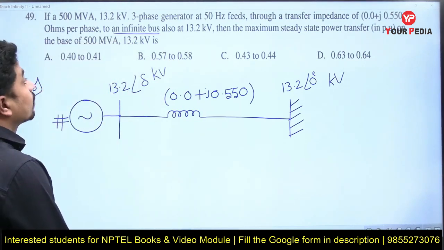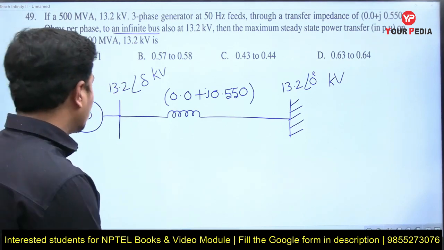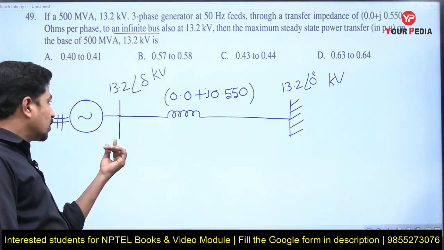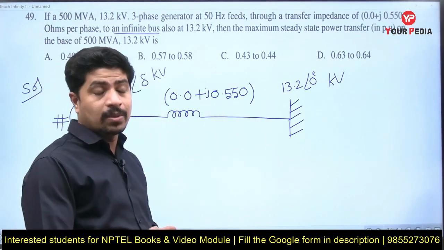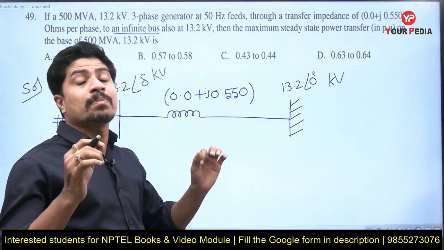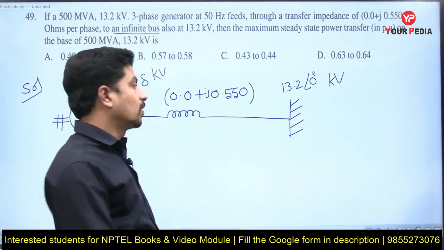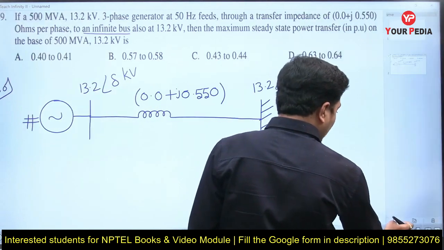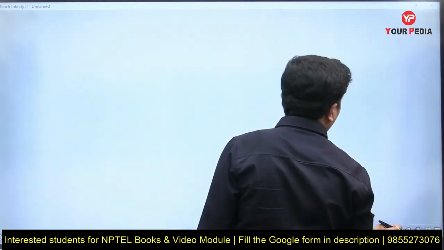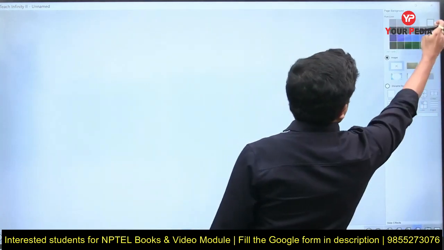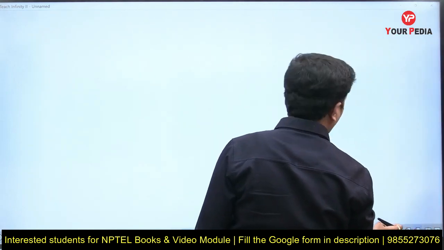Now he is asking to find the maximum steady state power transfer, from the sending end to the receiving end, that is to the infinite bus. At the receiving end side there is an infinite bus. How much maximum real power can we transfer? For this, let's do a derivation in the general method.